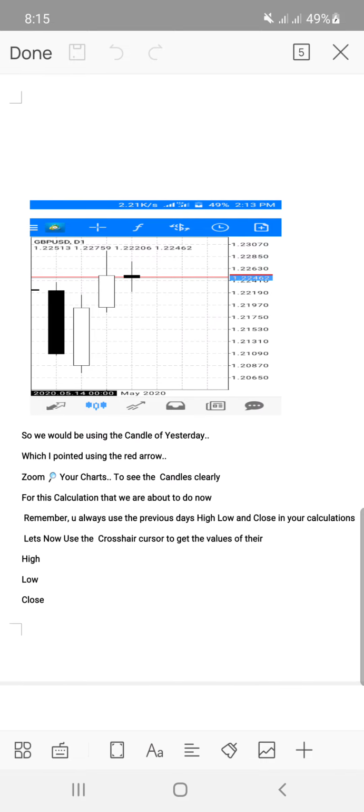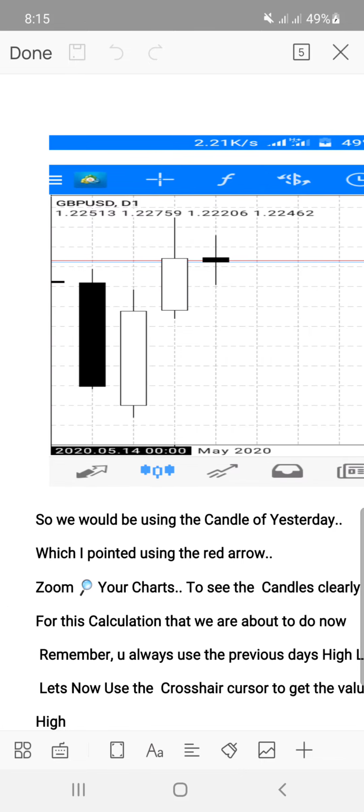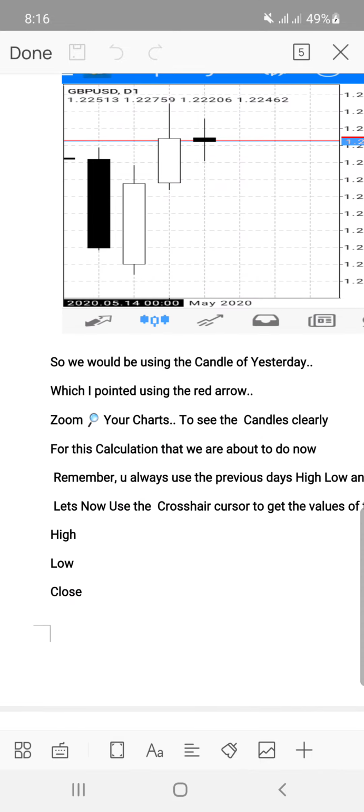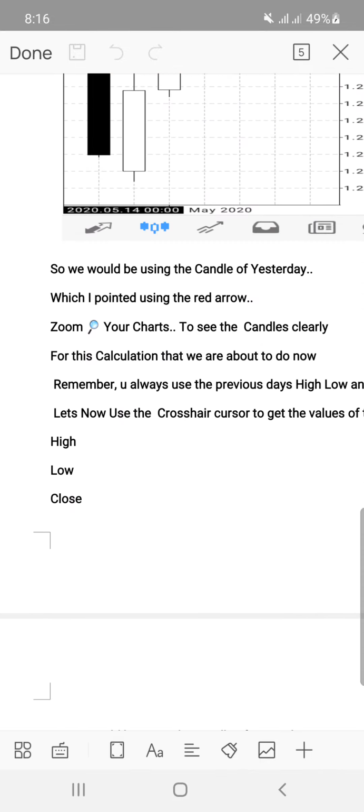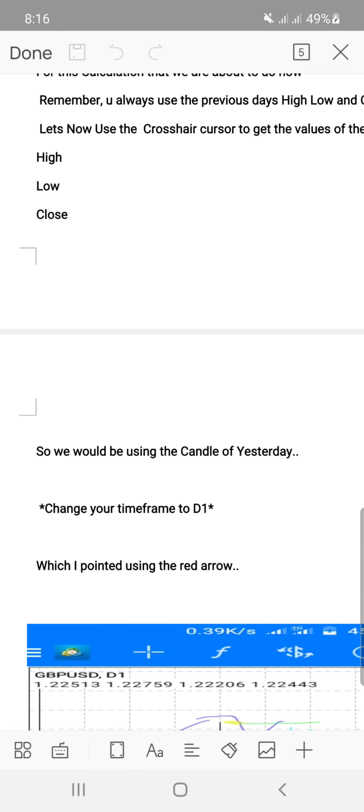Now this is GBP USD, that's Great British Pounds against United States dollars, right? So now this is the daily time frame, as you can see. Then look at the candle that we want to calculate the pivot point for, to enable us know the potential support and resistance for the next day, right? So now remember, you take note of the low, the high, and the close of that candle.